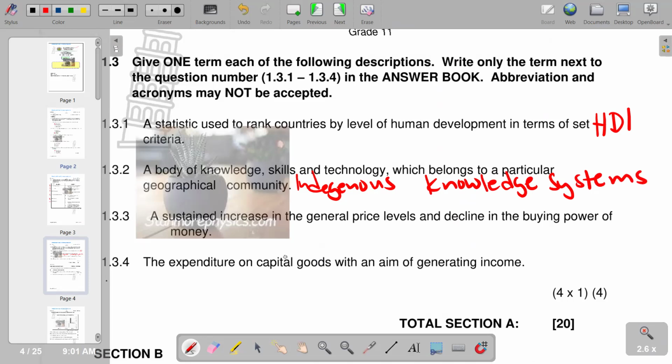Then 1.3.3, a sustained increase in the general price levels and decline in the buying power of money is inflation. When the expenditure on capital goods with an aim of generating income is investment.